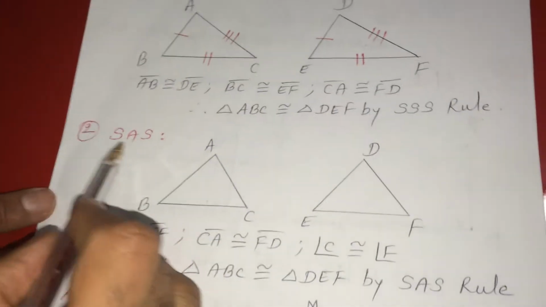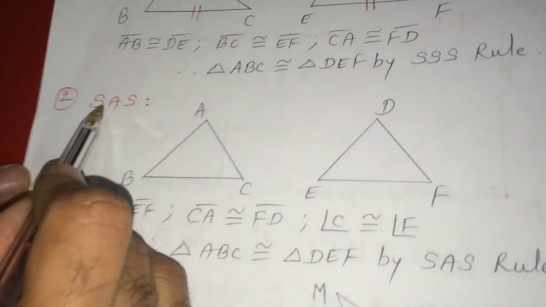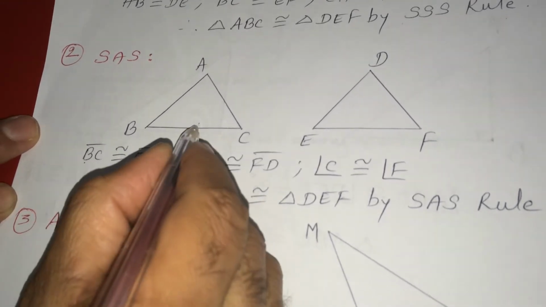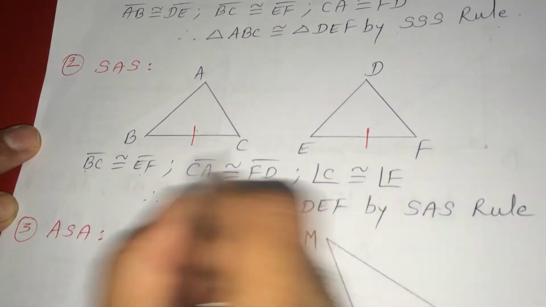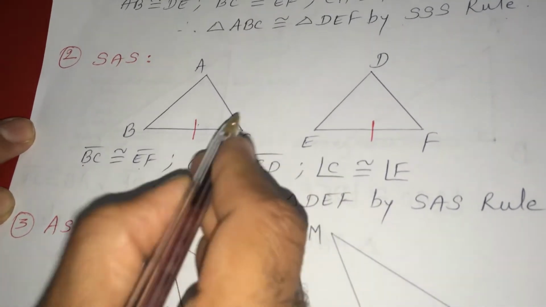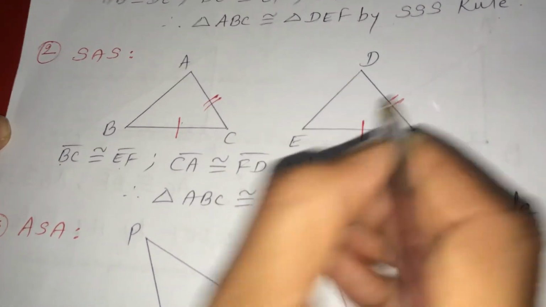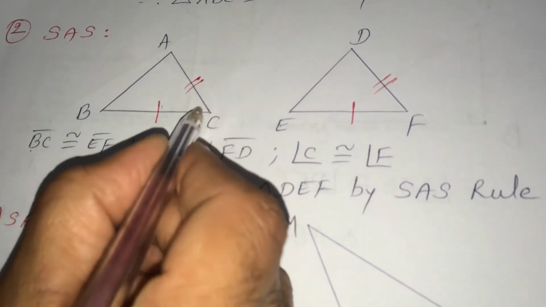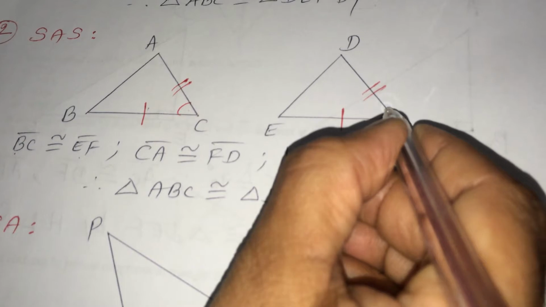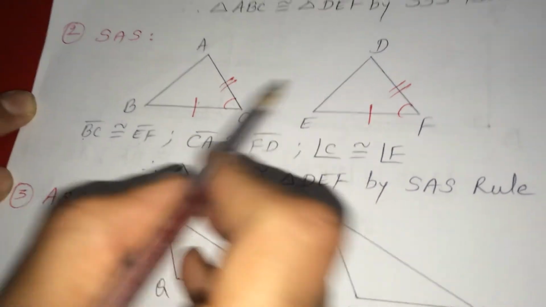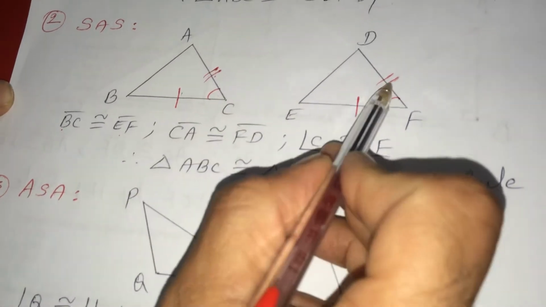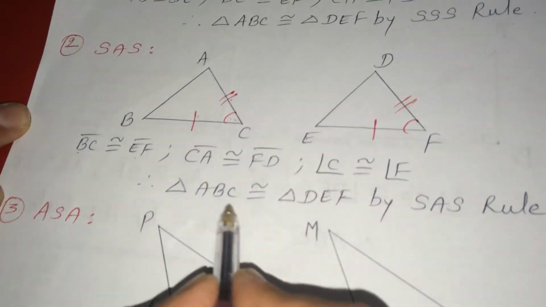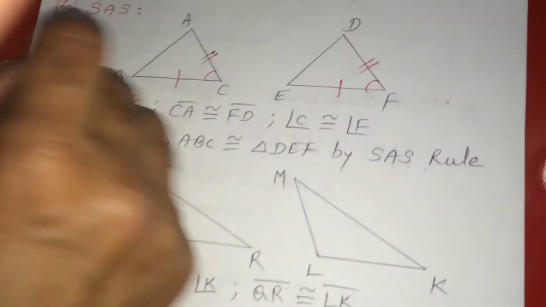Next, the SAS rule, that means side angle side. In this triangle, BC is equal to EF. That means BC and EF are equal or congruent. Then CA is equal to FD, and angle C is congruent to angle F. That means between these two sides, this is the angle, and between these two sides, this is the corresponding angle. So whenever in two triangles two sides are equal to two sides and the included angle between them is equal, we can say that these two triangles are congruent by the SAS rule. That's what this rule states.